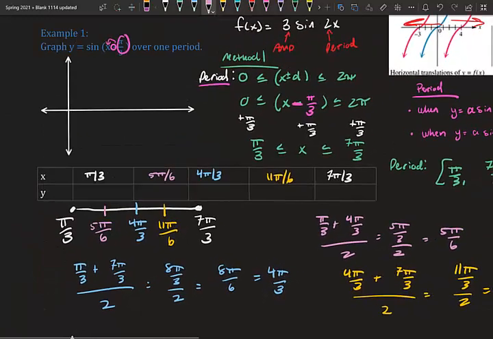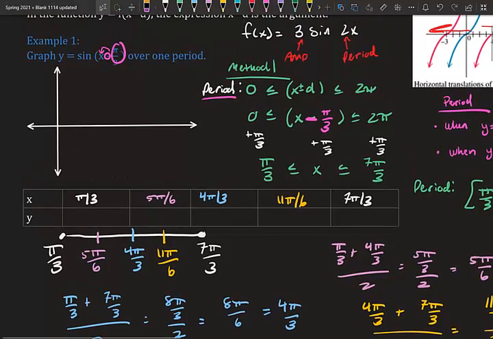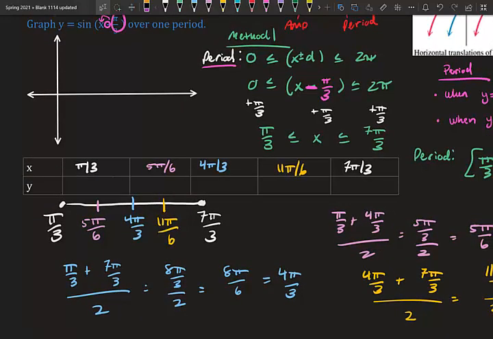Alright, so now that we have all of our values, we're going to plug in just the first one into our calculator to see where we're starting. And don't forget our amplitude. Our amplitude for example 1 is just 1, because there's nothing in front of the sine function. So we know we're going to go from -1 to 1. Let's plug the first one into our calculator to see where we actually start.